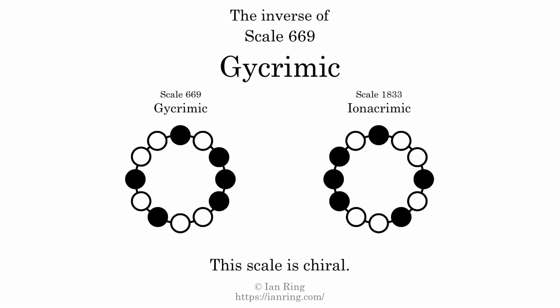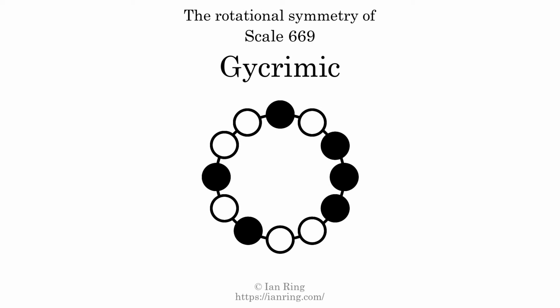The inverse of a scale is a mirror image. It is what you get when the sequence of intervals is reversed. The inverse of this scale is scale 1833, also known as Gycrimic. This scale is chiral. It cannot transform into its inverse by rotational transformation.